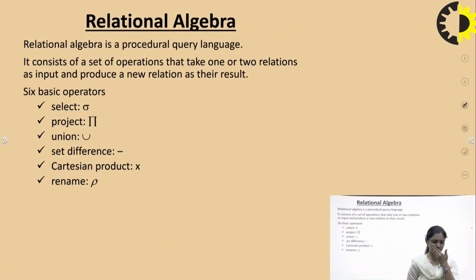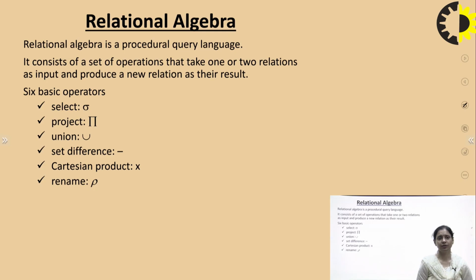So relational algebra lays down the foundation for the queries, how they can be written or structured into a query. It consists of a set of operations that take one or two relations as input and produce a new relation as their result. So it is a combination of multiple operations which, when combined together, gives you a result.